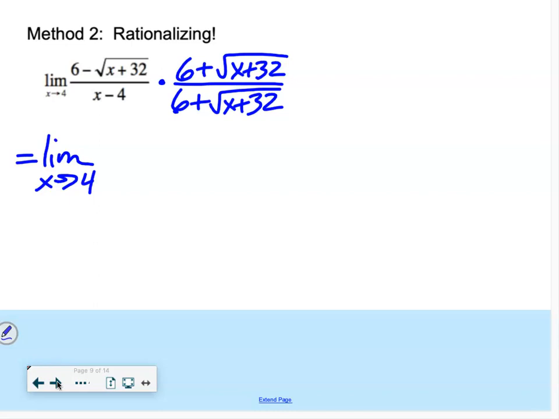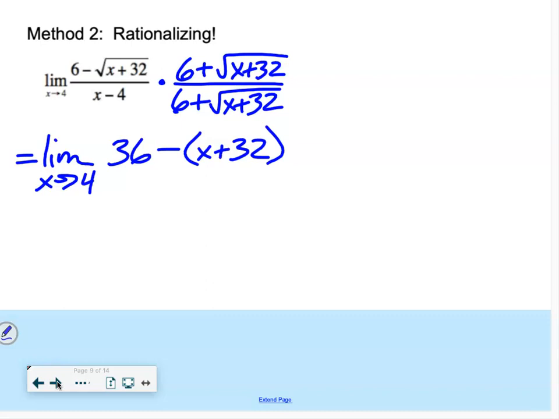All right, Faith. Hi, Faith. Help me with the top here. So 6 times 6, 36. What's our next sign going to be? Minus. What's root x plus 32 times root x plus 32? X plus 32. And we're going to put that x plus 32 inside of what? Parentheses, because we need to make sure we distribute the negative, right?